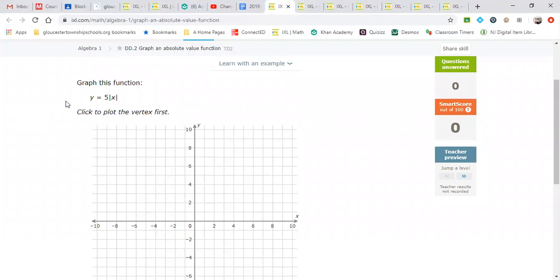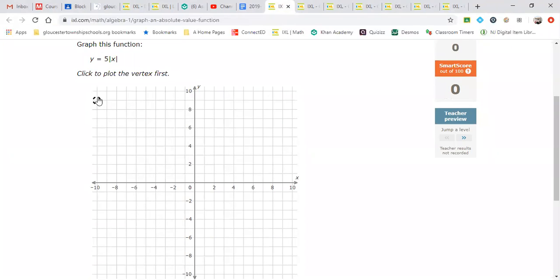All right. 5 times the absolute value of x. My a is 0, my b is 0. That means I'm not going to shift my vertex anywhere. My vertex will remain at the origin.